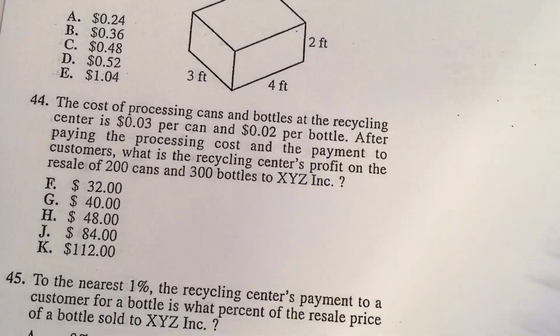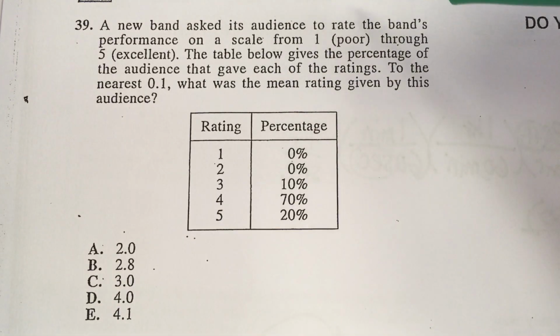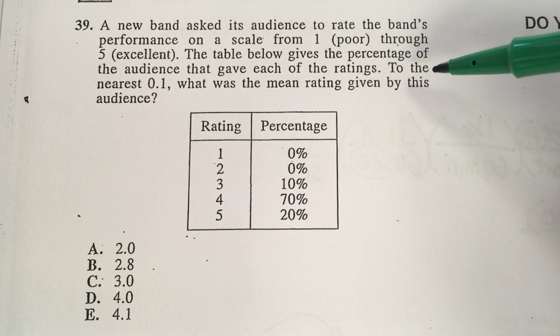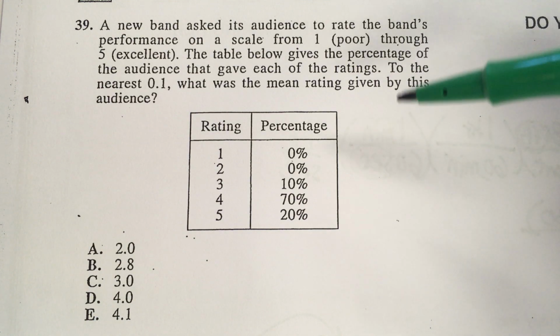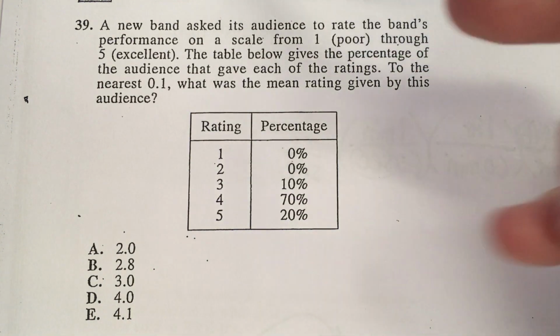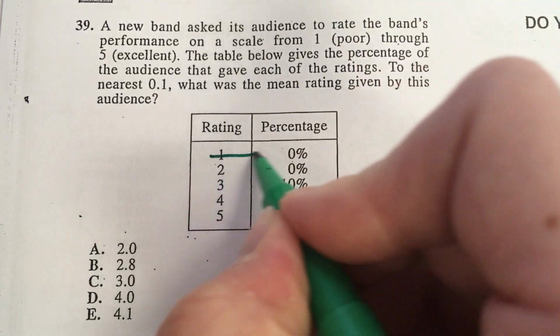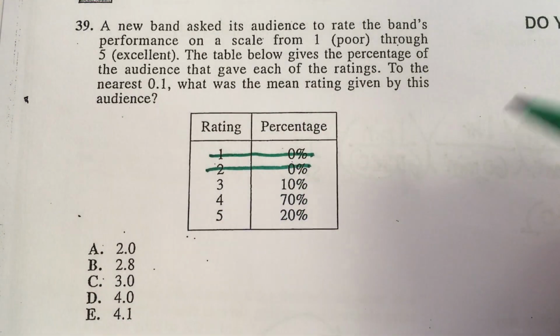All right, for number 39, it says a new band asks its audience to rate the band's performance on a scale from 1, which is poor, through 5, which is excellent. The table below gives the percentage of the audience that gave each of the ratings. To the nearest 0.1, what's the mean rating given by this audience? So if I'm looking here, I can see, okay, basically no one gave them, 0% gave them a 1, so no one thought they were poor. 0% gave them 2, so no one thought they were really bad.